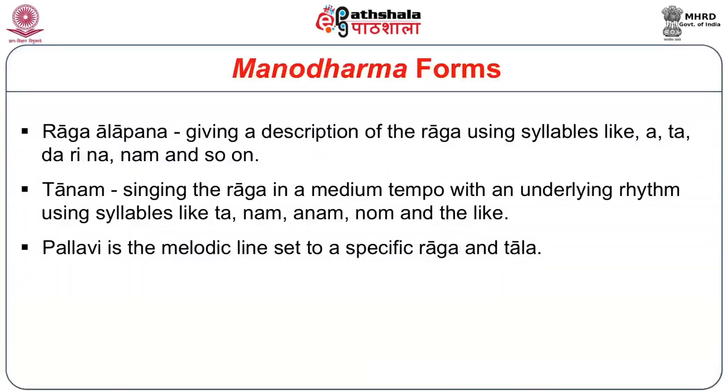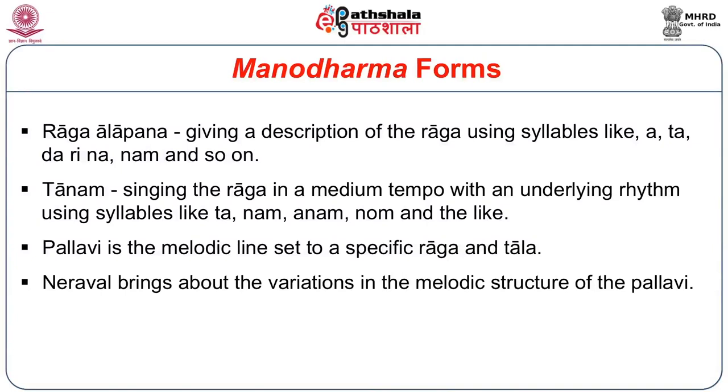This is called tanam, where the singing is incorporated with the uttering of syllables like ta, nam, but in a little higher speed, and it is regulated with a kind of rhythmic structure. Pallavi is singing of a melodic line of one or two avartanas, and then improvising the music becomes the niraval. Singing of the swaras, weaving and giving a permutation and combination of different kinds of swaras, but within the scope of the raga, forms the kalpanaswara.